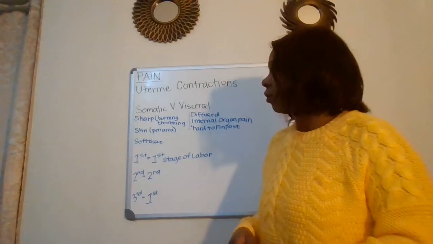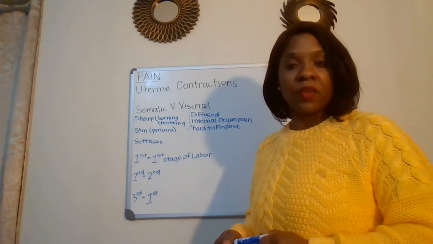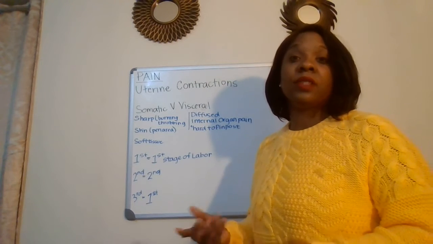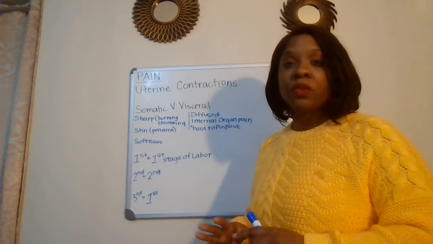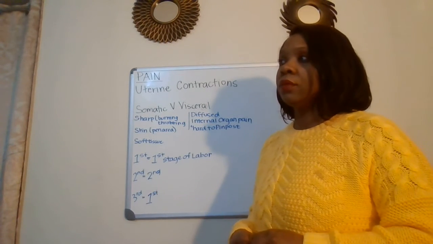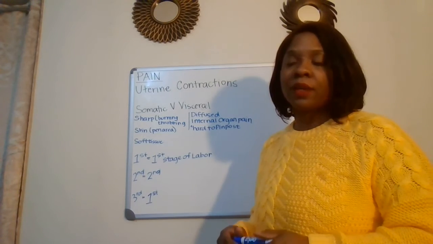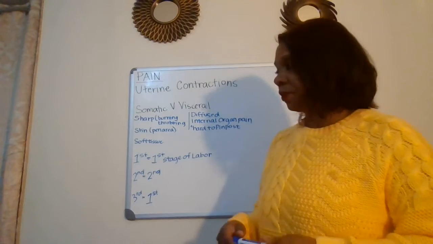Visceral pain is the second type. A good way to remember visceral pain is vision. You can't see it. It's hard to pinpoint. This pain is diffused to all the other internal organs in the body. So you just want to let her know that she may be experiencing visceral pain.